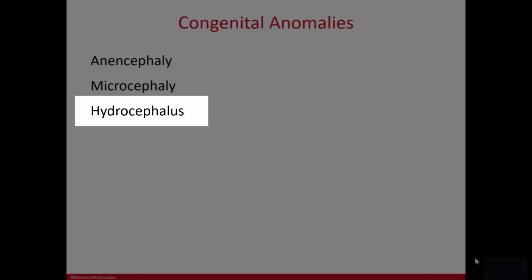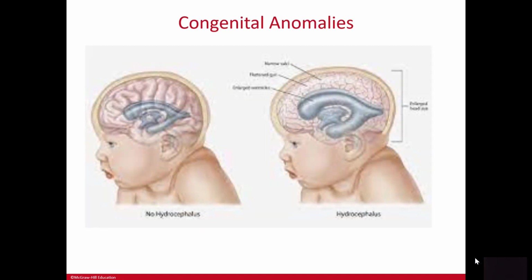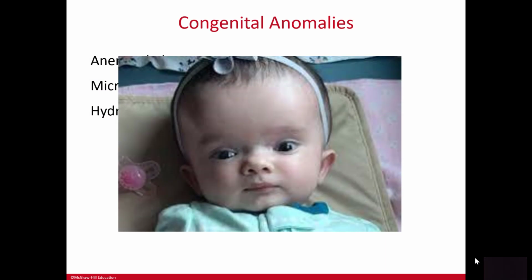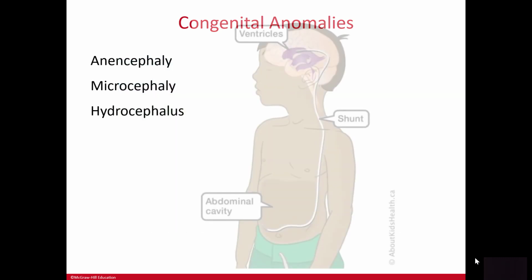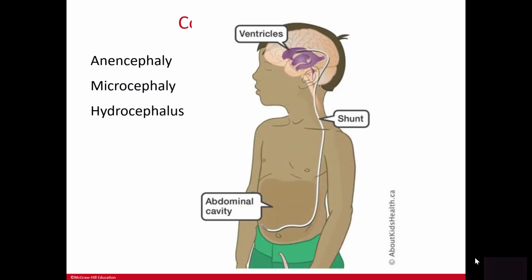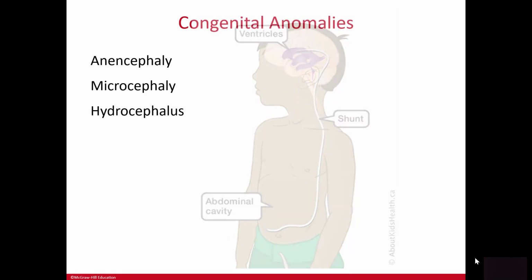Hydrocephalus is characterized by enlarged cerebral ventricles with excessive cerebrospinal fluid and increased head size. This is usually due to an obstruction that prevents the CSF from exiting the ventricles, and it can be treated by placing a shunt to drain the excess CSF from the ventricles into the peritoneal cavity of the abdomen, which decreases the pressure in the skull.